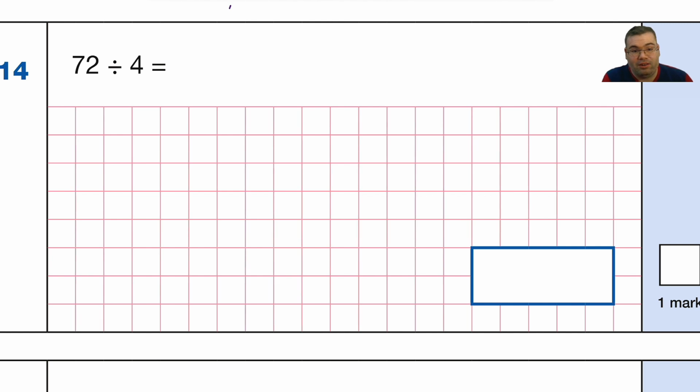So next question, 72 divided by 4. There are two ways to do that. One way is 72 and 4. 4 times 1 is 4, and 3, 32 and 8. So that is 18, right?